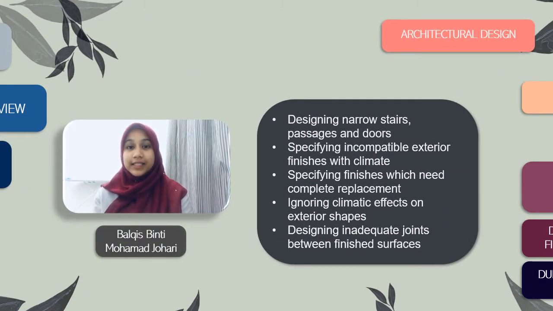Next is defects in architectural design. There are 5 defects that usually occur during the architectural phase. First one is designing narrow stairs, passages, and doors. Second, specifying exterior finishes incompatible with climate. Number 3 is specifying finishes which need complete replacement. Number 4 is ignoring climatic effect on exterior shapes, and the last one is designing between the finished surface.